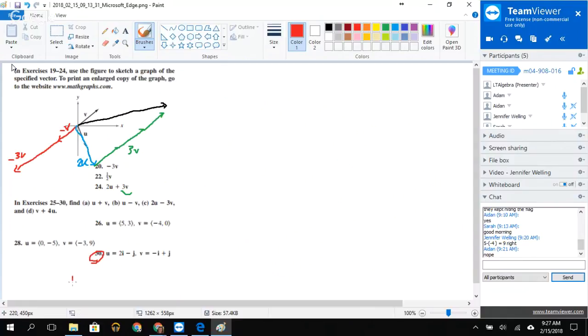Another way that you could write a vector u would be 2, -1. Basically you're taking the size of it and multiplying it by the unit vector. And another way we could write v is -1, positive 1. Those are equivalent vectors to each other.